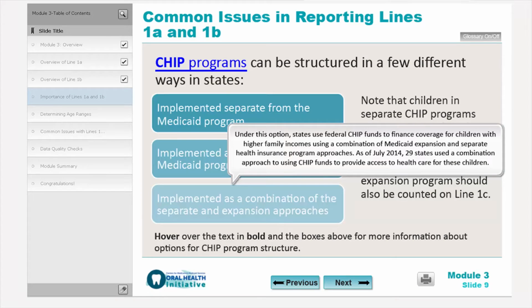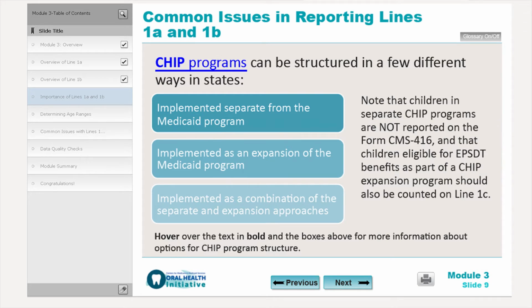Finally, CHIP can be implemented as a combination of the separate and expansion approaches. These are called combination CHIP programs. Under this option, states use federal CHIP funds to finance coverage for children with higher family incomes using a combination of Medicaid expansion and separate health insurance program approaches. As of July 2014, 29 states used a combination approach to using CHIP funds to provide access to health care for these children.